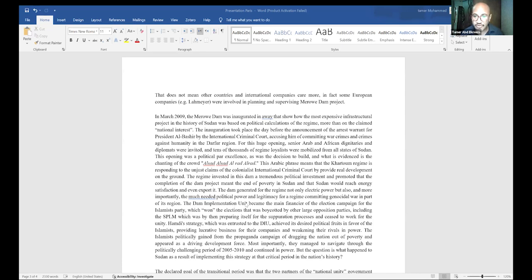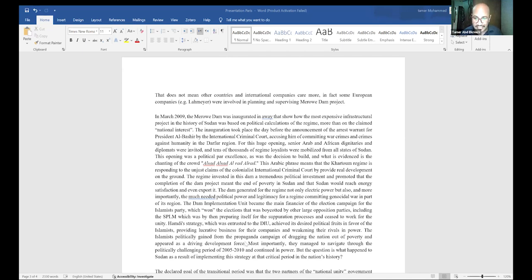The dam generated for the regime not only electric power, but also, and more importantly, the much needed political power and legitimacy for a regime committing a genocidal war in parts of its region. The dam implementation unit became the main financier of the election campaign for the Islamist party, which won, quote unquote, the election, which was boycotted by the large opposition parties, including the SPLM, which was by then preparing itself for the separation process and ceased to work for unity.